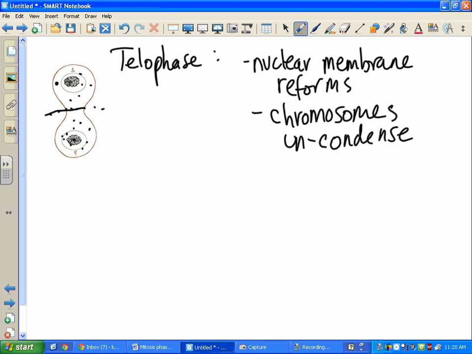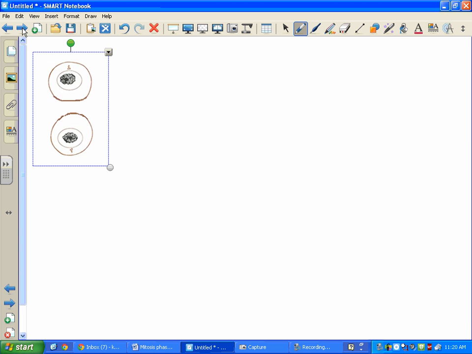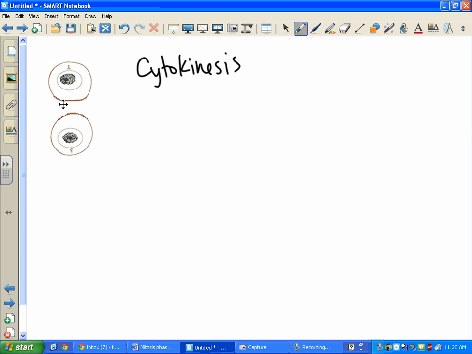And the last thing, some people call telophase the end of mitosis because we're back to a normal nucleus. But the last step that has to happen is this has to break. Okay. So this is cytokinesis. Okay. And that, now you have two new cells, so it broke.